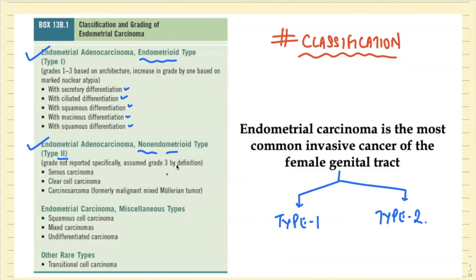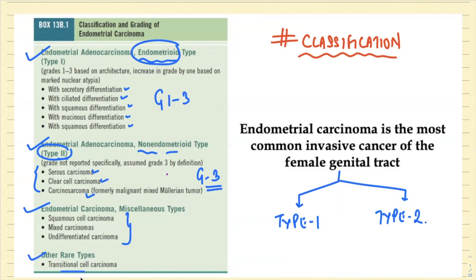Whereas the non-endometrioid types are of three important histological types, the most important being serous carcinoma, clear cell carcinoma, and carcinosarcoma. All these three come under type 2, whereas type 1 endometrial carcinoma is the endometrioid type. Now the type 1 carcinoma can be grade 1, 2, or 3, whereas the type 2 endometrial carcinomas, by definition, are always grade 3 tumors. Then there can be a miscellaneous variety of endometrial carcinoma like squamous cell carcinoma, mixed carcinomas, undifferentiated carcinomas, and rare tumors like transitional cell carcinoma.